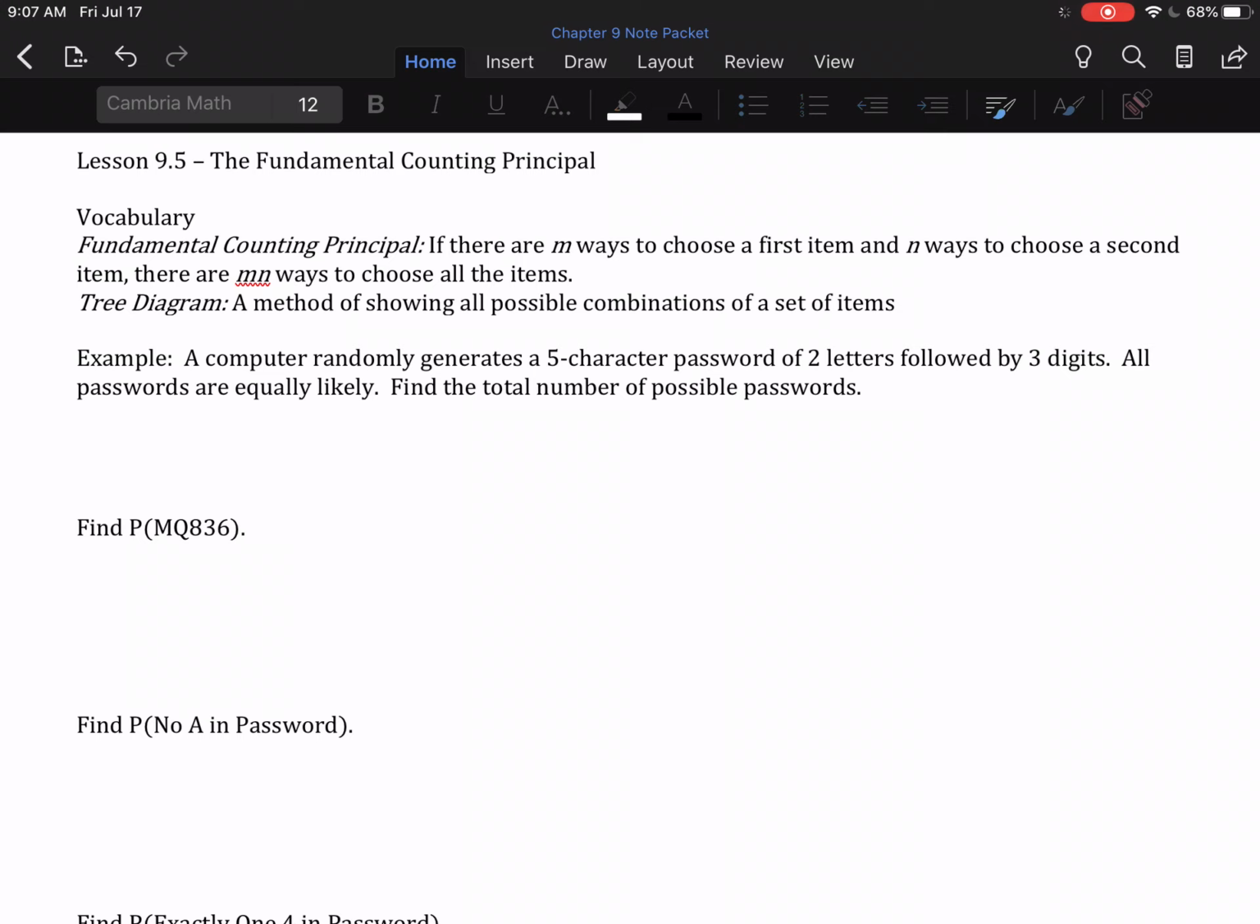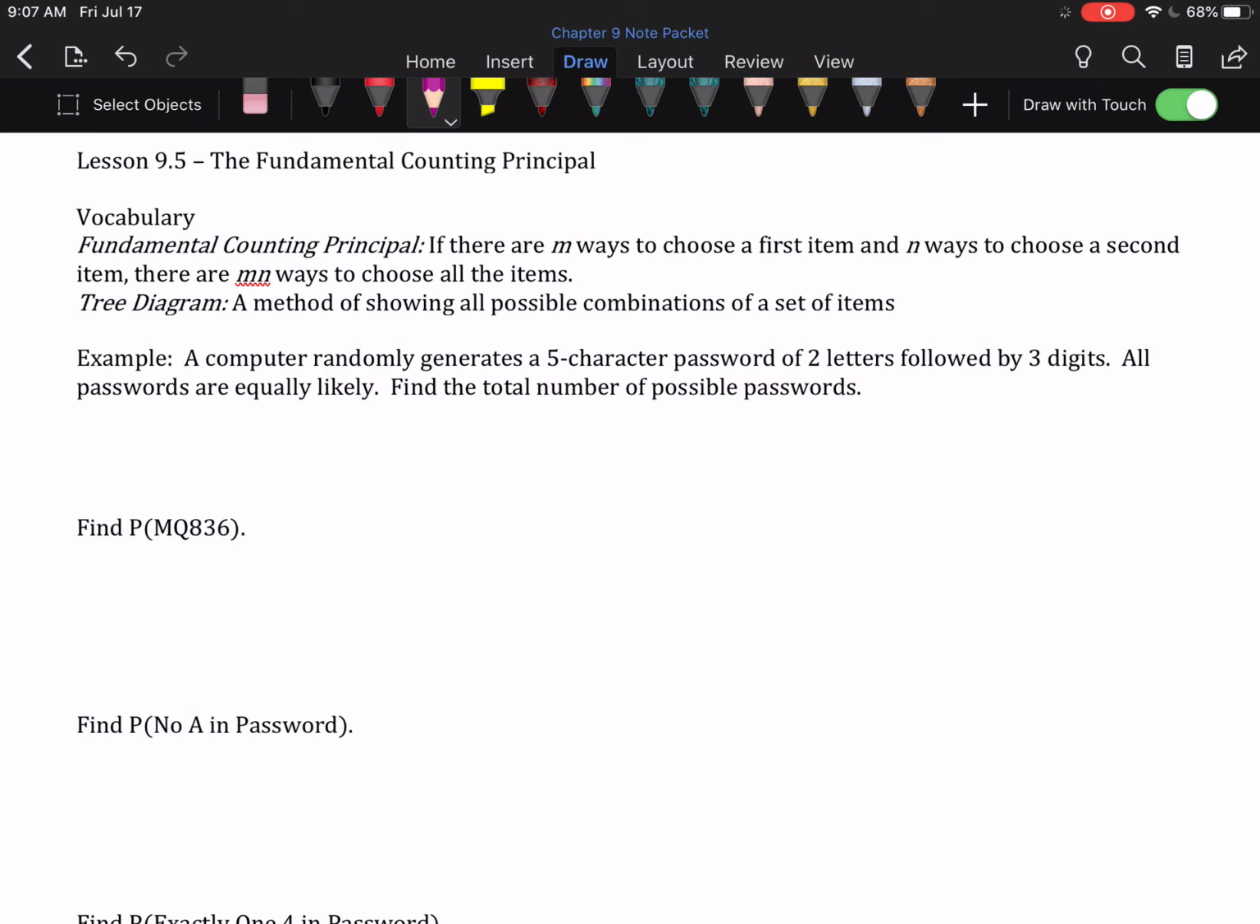So a computer randomly generates a 5-character password of 2 letters followed by 3 digits. All passwords are equally likely. Find the total number of possible passwords. Okay, so we do 2 letters first. There are 26 letters. So for the first option, you have 26 letters. For the second option, you have 26 letters.